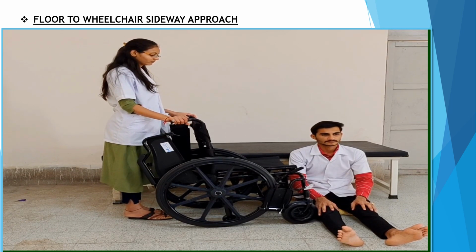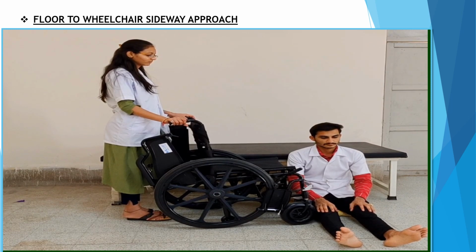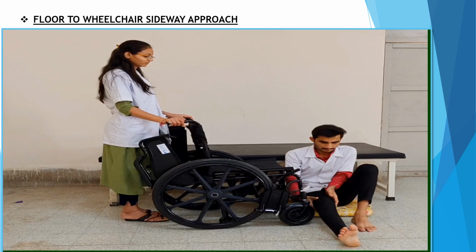Step 1. Positioning the leg. The body is positioned at the right angle to the chair. The hips and knees are fully flexed and the feet are positioned alongside the footplate.